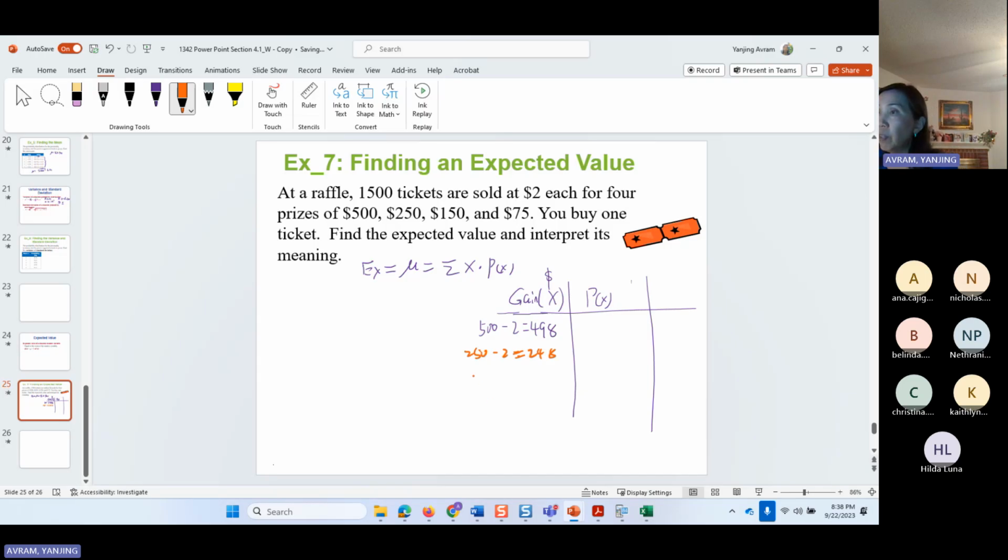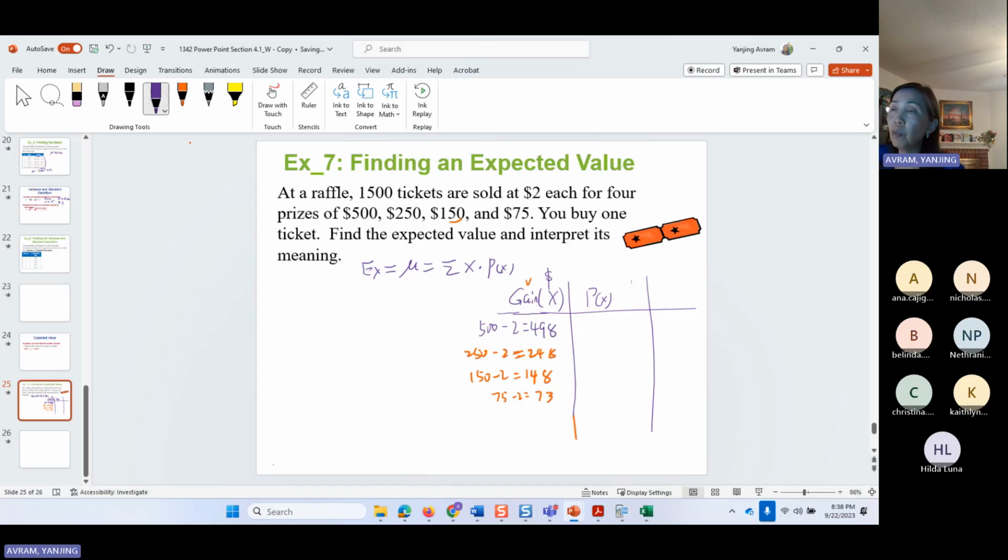And very similar, if you want a third prize, $1.50, you actually gain, remember, we're using this as a gain, $1.48. If you have a 75 or something, you minus 2, so you actually gain $73.